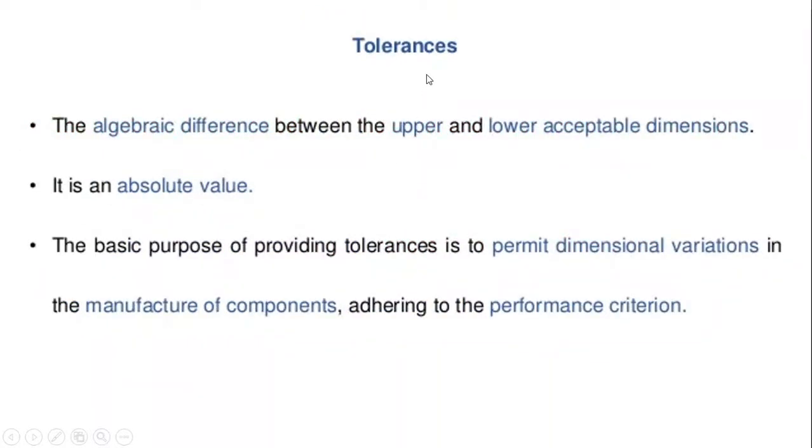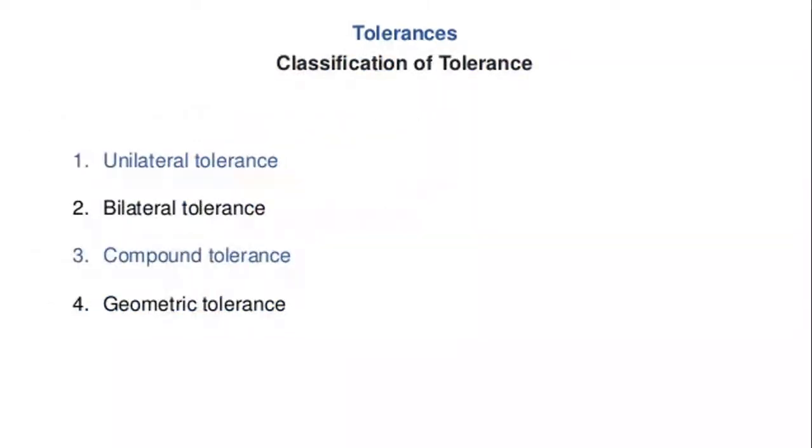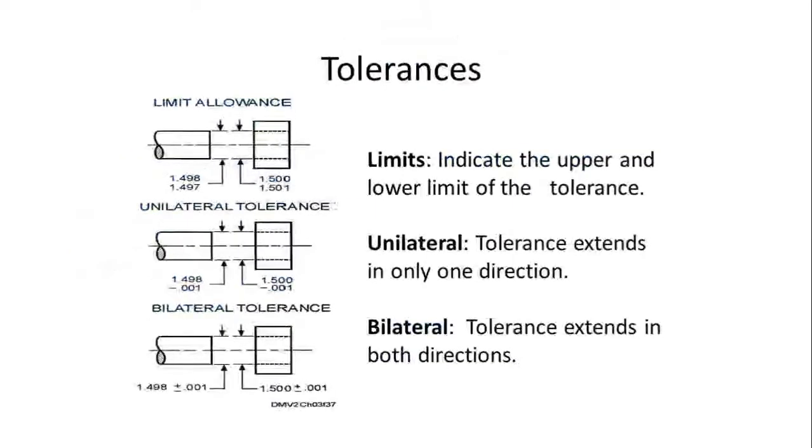Tolerance is the algebraic difference between the upper and lower acceptable dimensions. It is the absolute value. The basic purpose of providing tolerance is to permit dimensional variation in manufacturing of components, without affecting performance criteria. Classification of tolerance: tolerances are classified into four categories: unilateral tolerance, bilateral tolerance, compound tolerance, and geometric tolerance. First, let's see the unilateral tolerance.